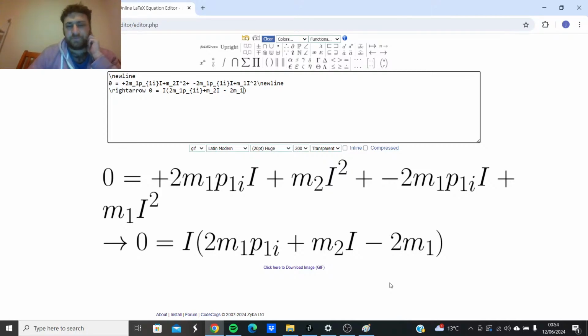Okay, I substitute. Let me think about this. I substituted, it's P1F, it's P1I plus I squared, right? And then P2I plus I squared. And it's going to be M1. Oh my gosh, I'm distributing out.